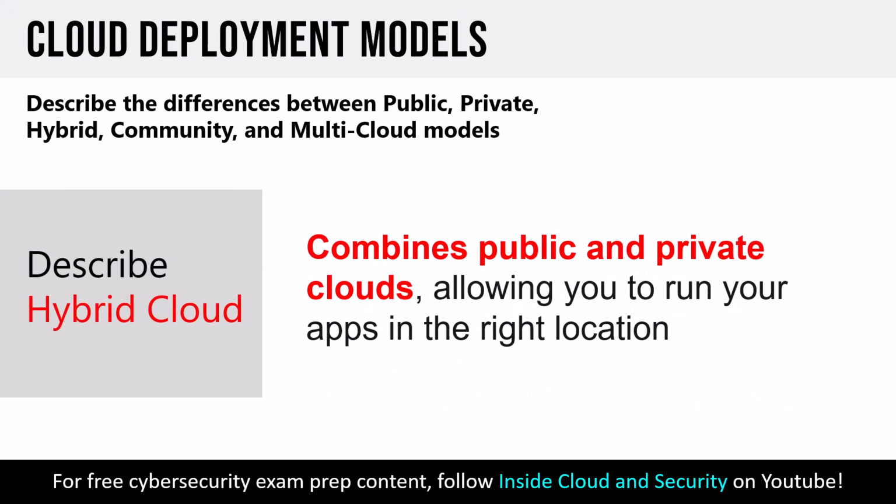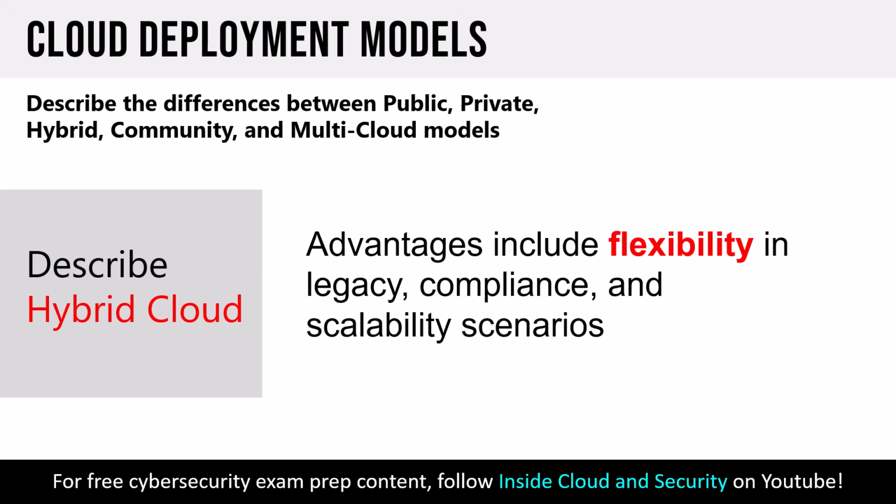And a hybrid cloud combines public and private clouds, allowing you to run your apps in the right location. And most would say that this is the most common model today, that organizations have by and large moved at least some of their workloads into the public cloud, but they still have in large environments an on-premises data center, or at least some presence of on-premises infrastructure. So hybrid cloud, where we're connecting the private cloud to the public cloud, is very common today. And it gives us flexibility in the legacy and compliance and scalability scenarios.